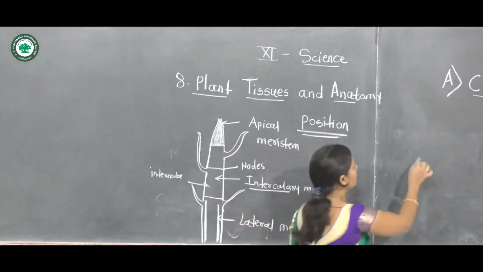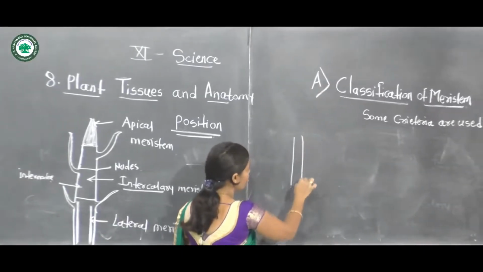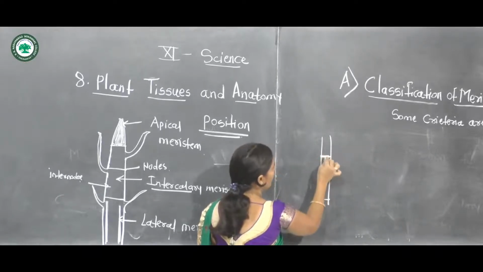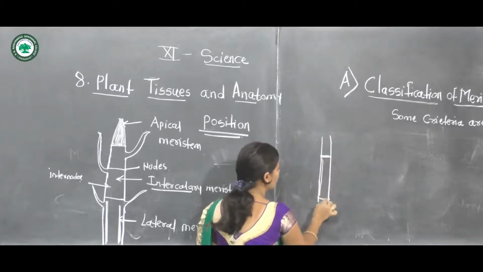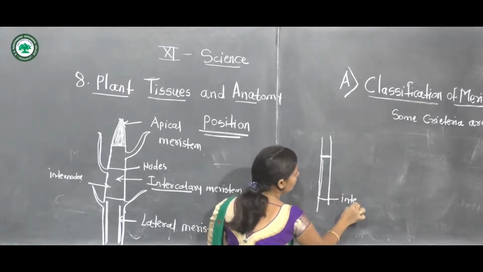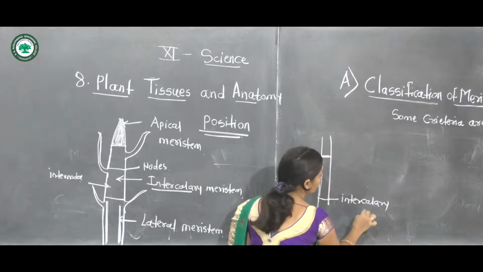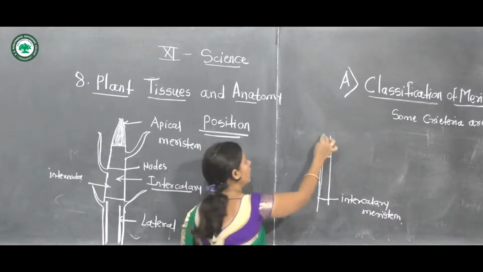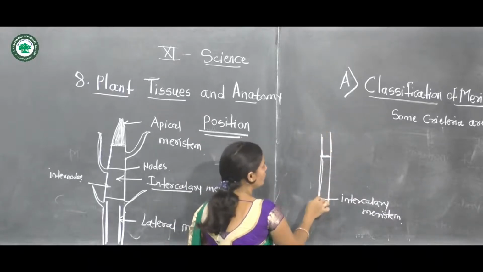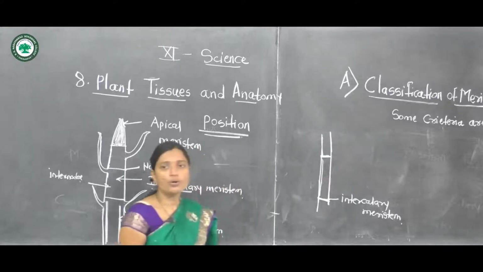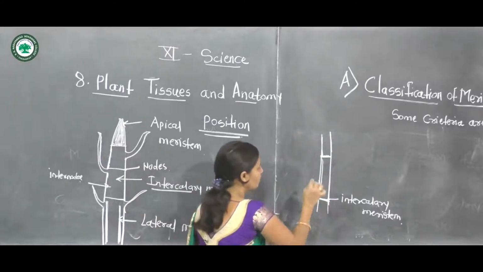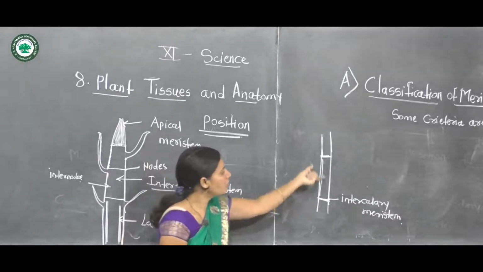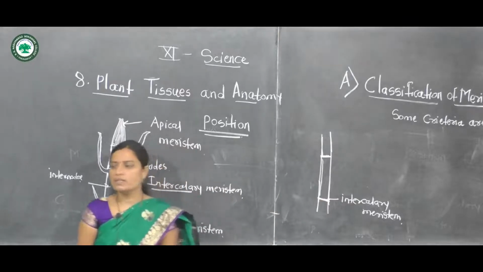In the structure of the intercalary meristem, it is found at the nodal part. This intercalary meristem is important, and this tissue is found in the internodal region, in between the nodes and internodes. You know jowar and sugarcane plants have nodes and internodes in the stem, and in this internodal region the intercalary meristem is present.